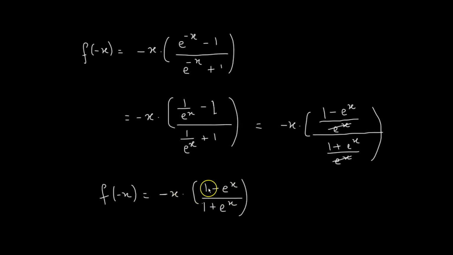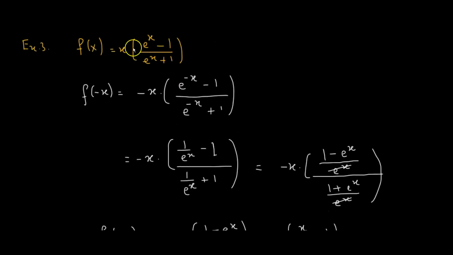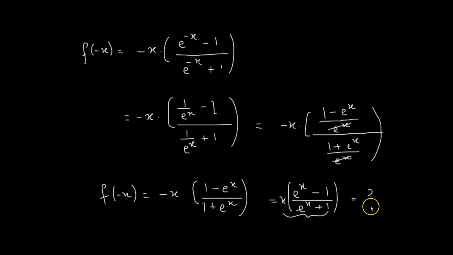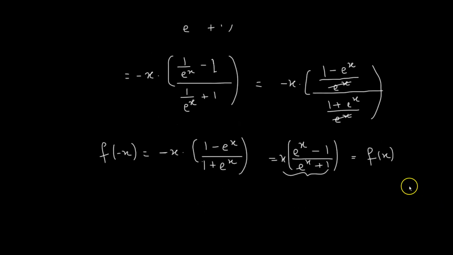Now we take this negative sign and multiply it to the numerator, so that will give us e raised to the power of x, and we already have x here, minus 1 over e raised to the power of x plus 1, and this expression is exactly equal to our original function f of x. So this is f of x. Now since f of negative x is equal to f of x, I can write down thus f equals x times e raised to the power of x minus 1 divided by e raised to the power of x plus 1 is an even function.